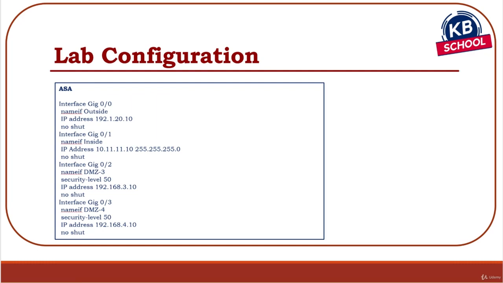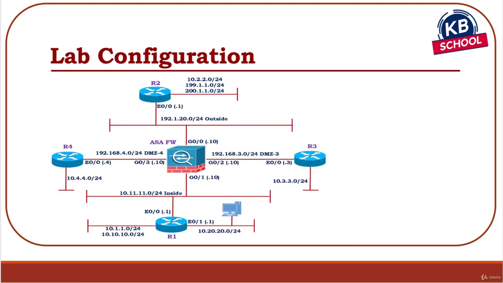Now at this point, if I go back to my diagram, I should be able to reach my directly connected interfaces. So I should go over here. I should be able to ping router 2. On the ASA, I should be able to ping 3 on this side, 4 on this side, and 1 on the inside. Let's see if that's working.